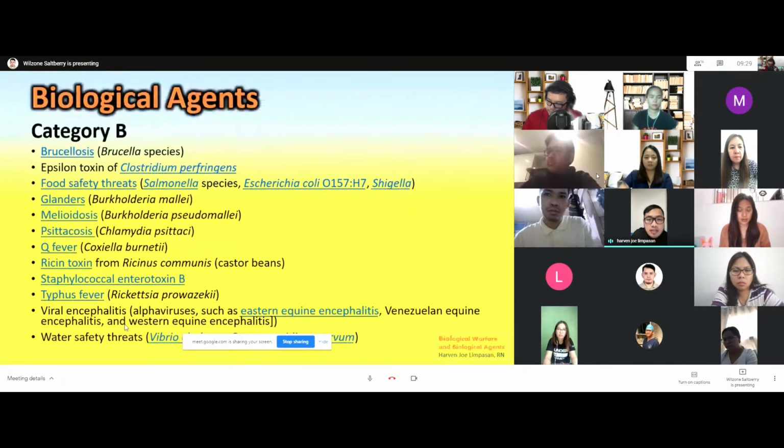So these are the examples of category B biological agents: brucellosis, epsilon toxin, food safety threats from Salmonella, E. coli, and Shigella, glanders, melioidosis, psittacosis, Q fever, ricin toxin, Staphylococcus enterotoxin, typhus fever, viral encephalitis, and water safety threats.